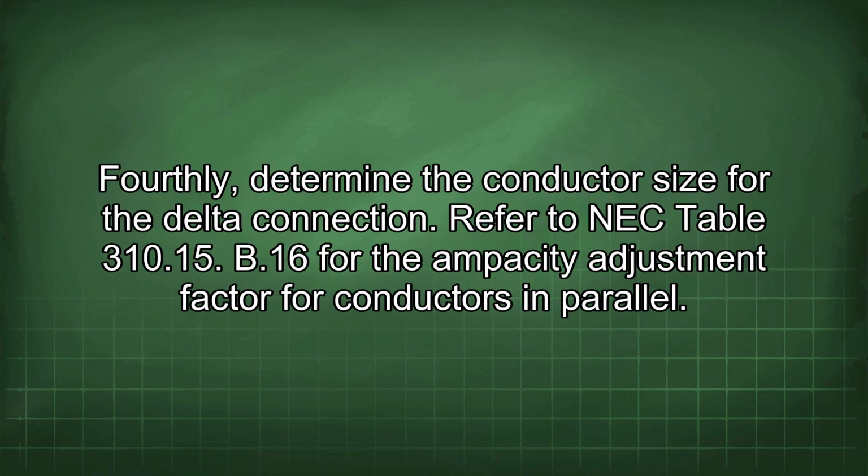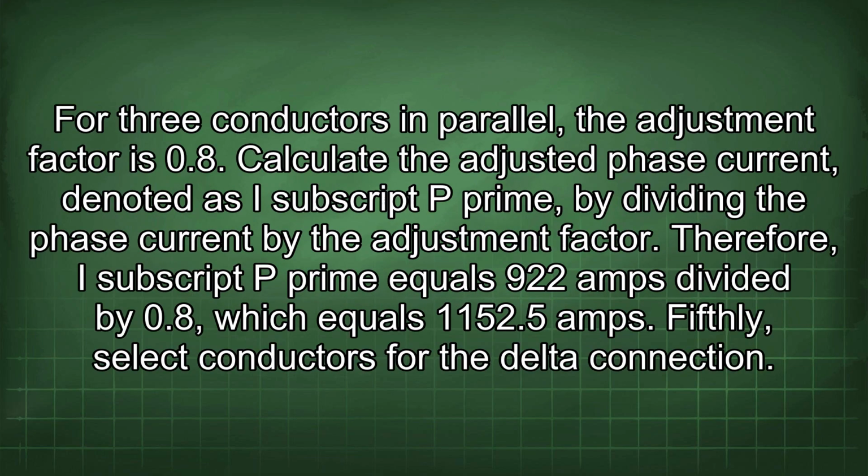Fourthly, determine the conductor size for the Delta connection. Refer to NEC Table 310.15(B)(16) for the ampacity adjustment factor for conductors in parallel. For 3 conductors in parallel, the adjustment factor is 0.8. Calculate the adjusted phase current, denoted as I subscript P prime, by dividing the phase current by the adjustment factor. Therefore, I subscript P prime equals 922 amps divided by 0.8, which equals 1152.5 amps.